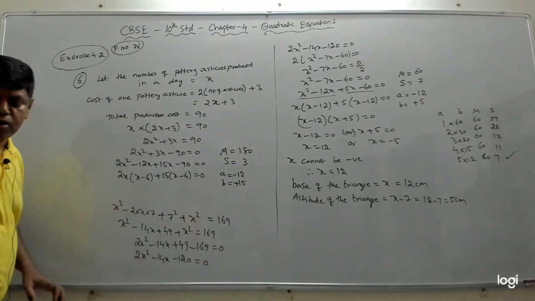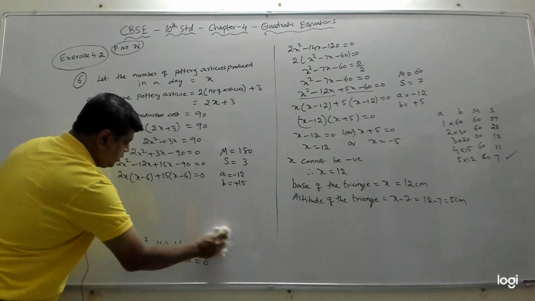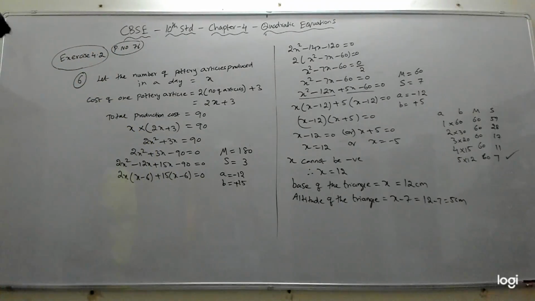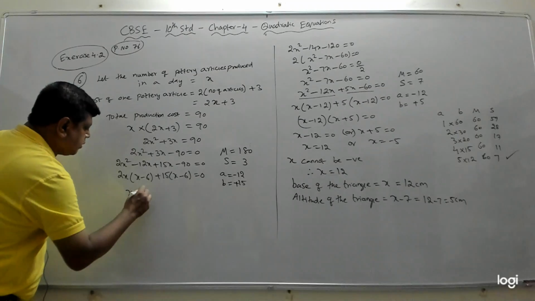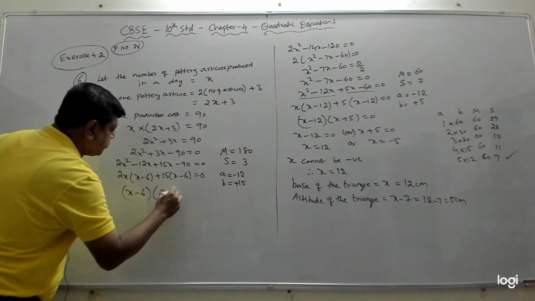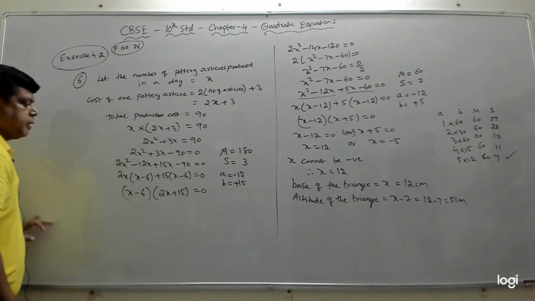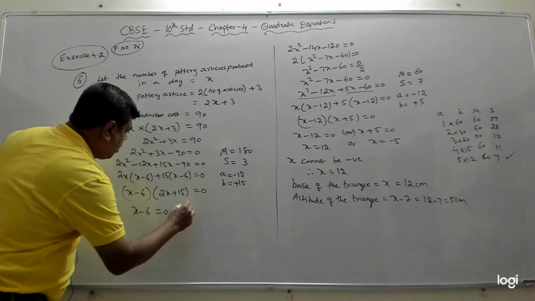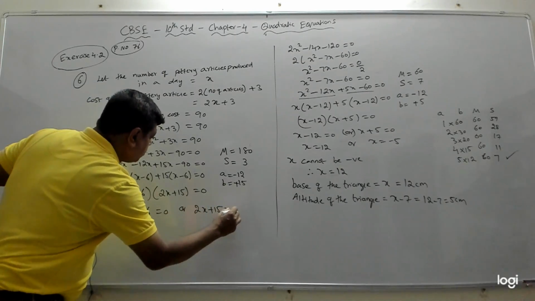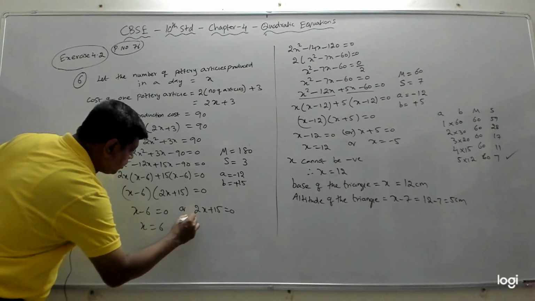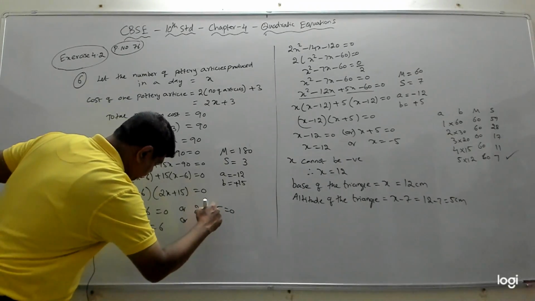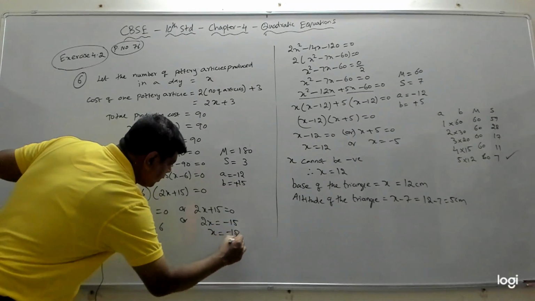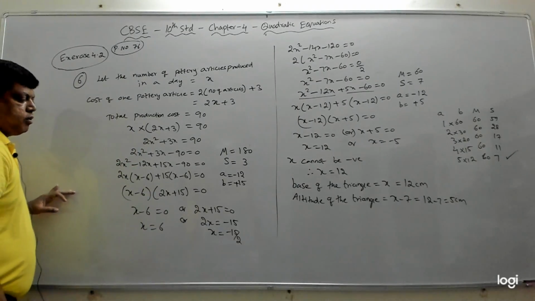Now again, x minus 6 is common. Let me erase this. Fine. Again, if you take x minus 6 common, you will get 2x plus 15 equal to 0. Fine. Now, what do we do? We get either x minus 6 is equal to 0 or 2x plus 15 equal to 0. This gives you x is equal to 6, or this gives you 2x is equal to minus 15, 15 goes to this side and becomes minus. Your x will become minus 15 by 2.